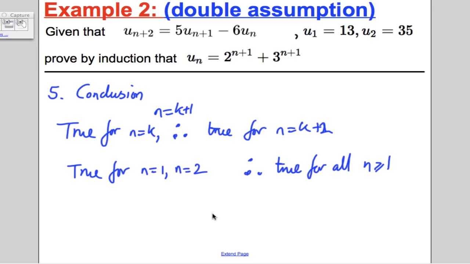And we're done. And that's probably as complicated as it can get with a double assumption. Two things you need to assume are true to show that the next one after that is true. And that's all there is.